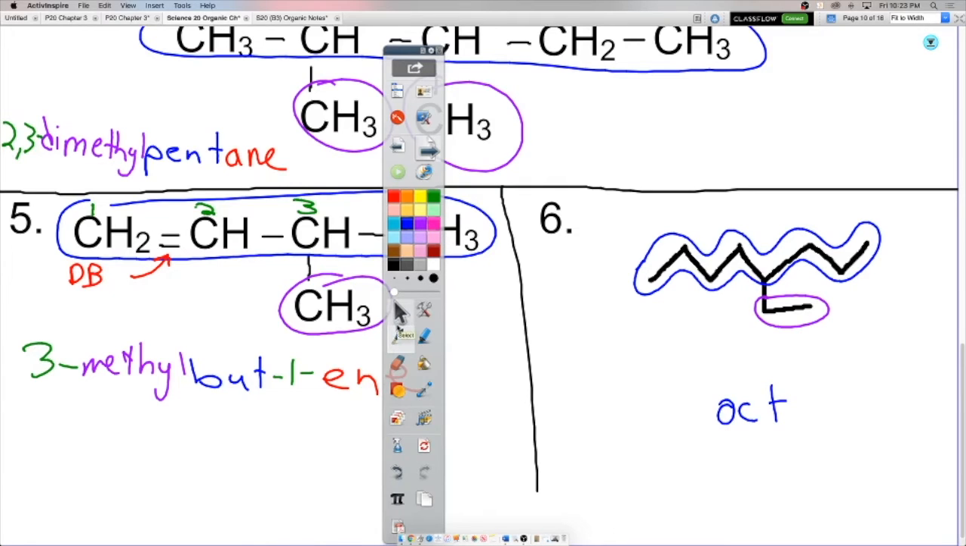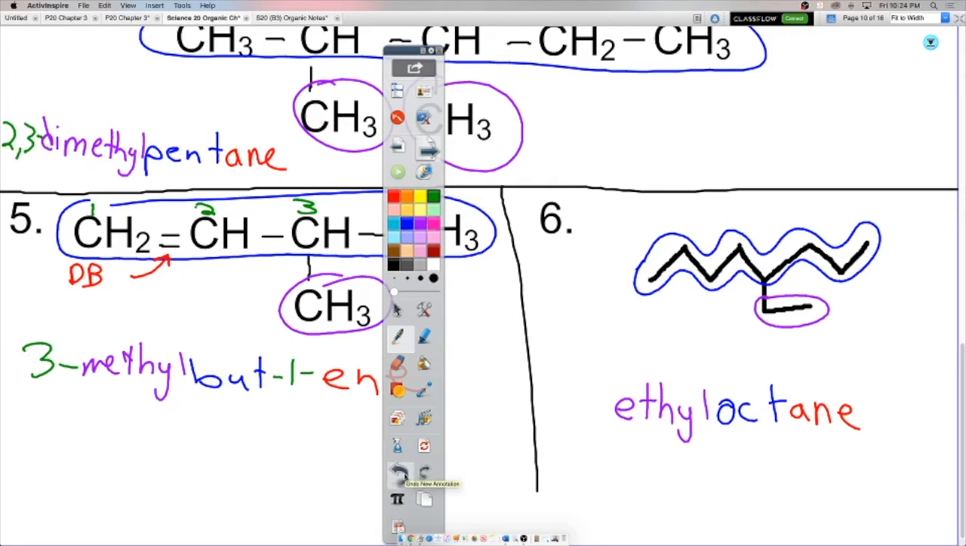Okay. Next thing, the ending. Are there any double or triples? No, there are not. So this is just going to be octane. Okay. Finally, all we haven't talked about is this branch. Now notice, be careful here. There's not 3 carbons in this branch, right? That carbon is part of the parent chain. So there's only actually 1 there and 1 there. There's 2 carbons in the branch. So what's the prefix for 2? Well, that's eth. So ethyloctane. And all we have to do now is say where the ethyl branch is.